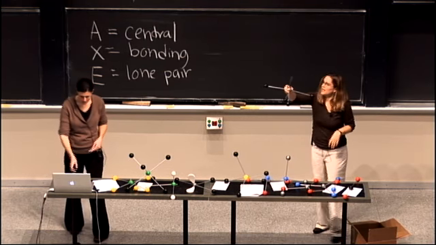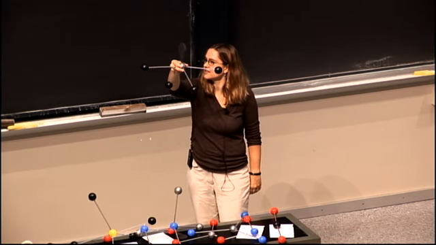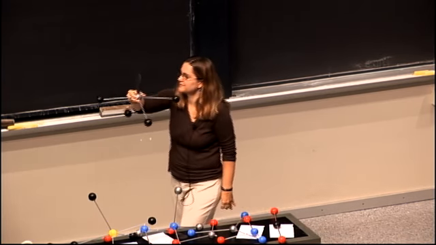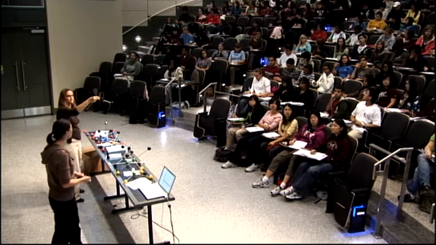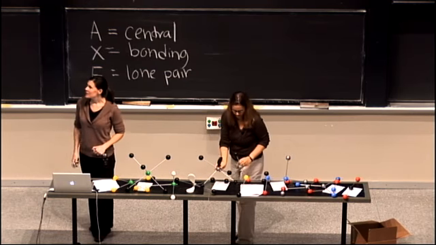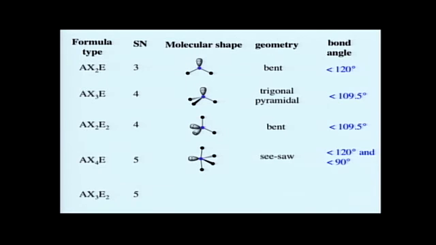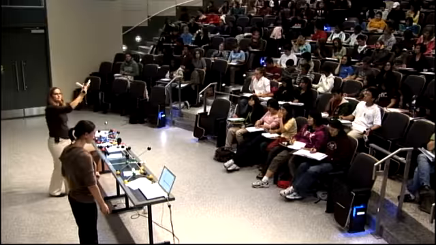And so what difference in angles are you going to have here? Yep. So two sets again, one is less than 120 and one is going to be less than 90. So let's look at AX3E2. You'll notice there's a lot more combinations we can get to once we're talking about lone pairs. This is called T-shaped, and we had briefly discussed that, but not mentioned what the angles would be.